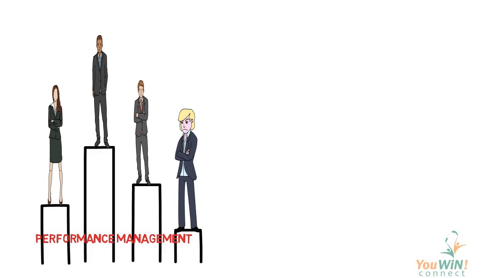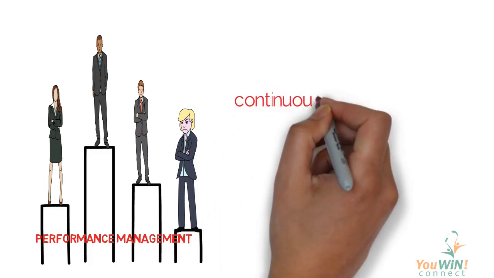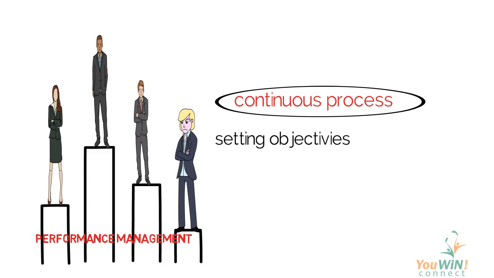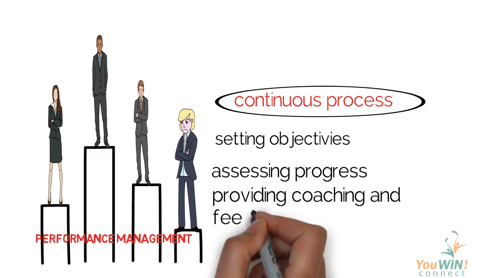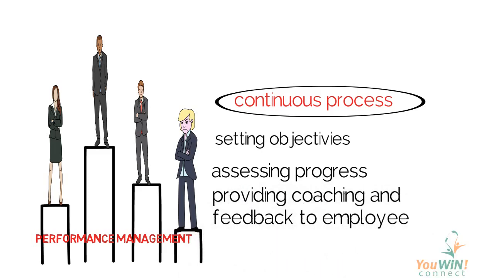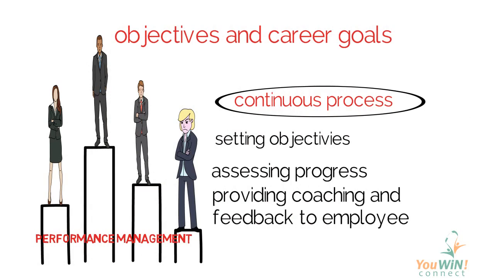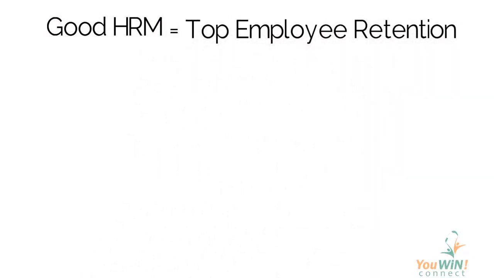Now, one of the processes there, performance management, for example, is a continuous process. I know generally when we think of performance management, you may think it happens just once a year and that's the end of it. It is, however, a continuous process of setting objectives, assessing progress, and providing ongoing coaching and feedback to the employee to ensure that employees are meeting their objectives and career goals. When you have good HR management in position, you will have top employee retention.